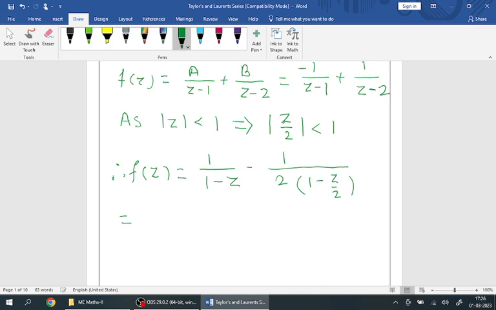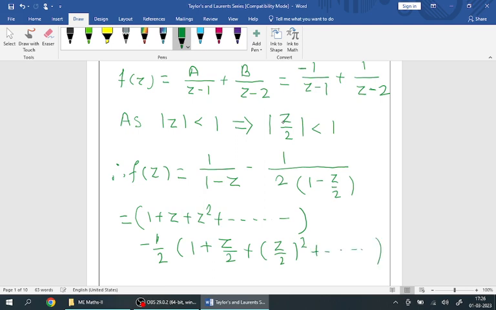So 1 upon 1 minus z, I can write as 1 plus z plus z square plus z cube and so on. That is the expansion for the first term. Then minus 1 by 2 times the series of 1 upon 1 minus z by 2. Here r is now z by 2, so 1 plus r plus r square, where r is z by 2, and so on. And that is the series we got.